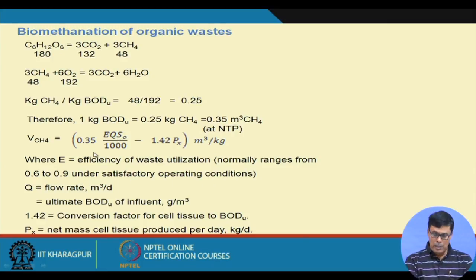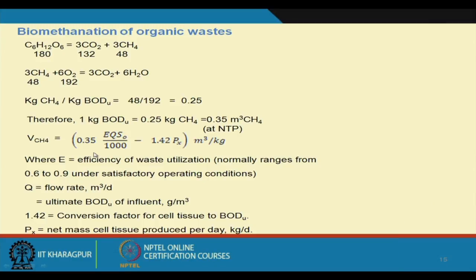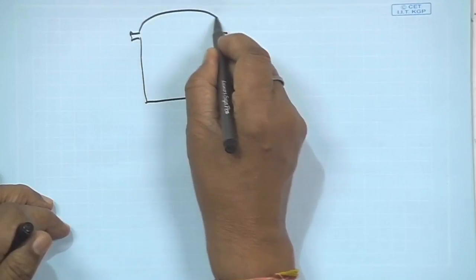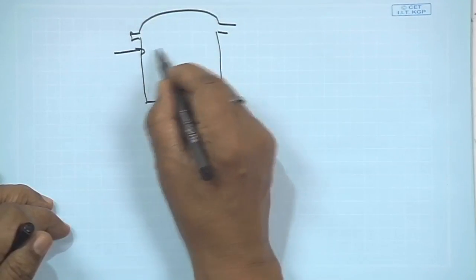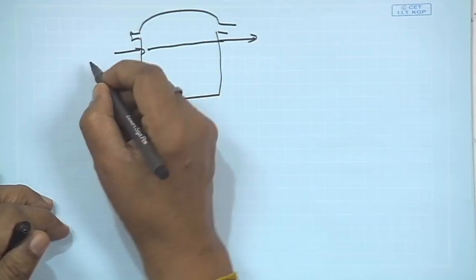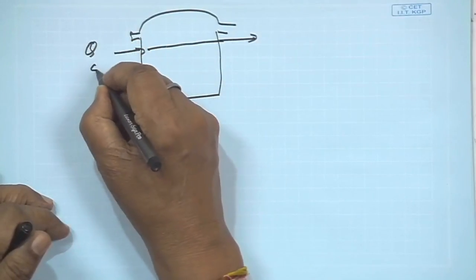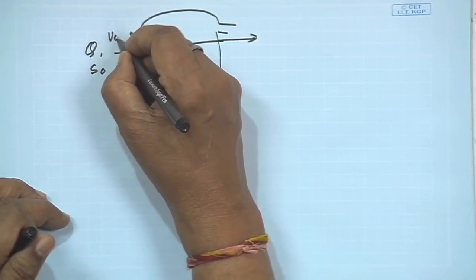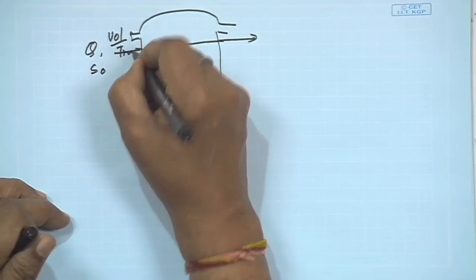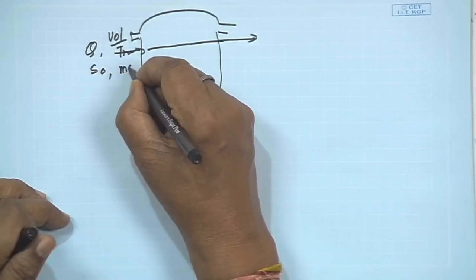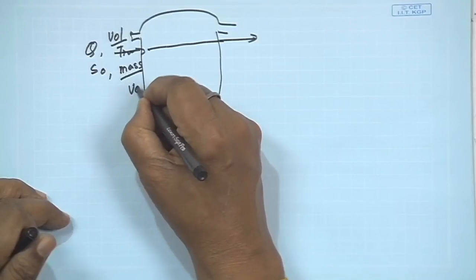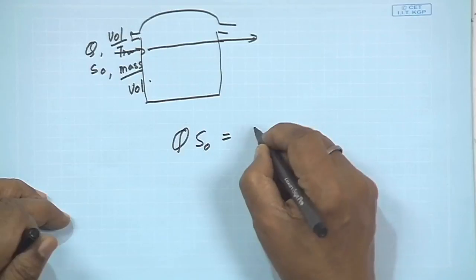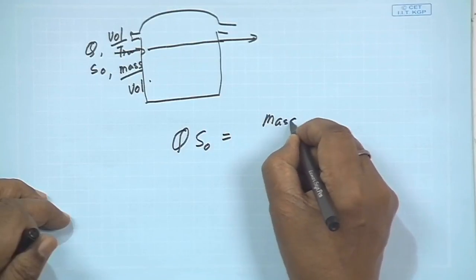Now, Q is the, I told you that suppose this is the anaerobic digestion process, and you are passing Q, the flow rate, and S0 in the substrate. So, what is the unit of Q? Q is the volume per unit time, and the unit of this is mass per unit volume. So, if you multiply Q into S0, it is nothing but mass per unit time.